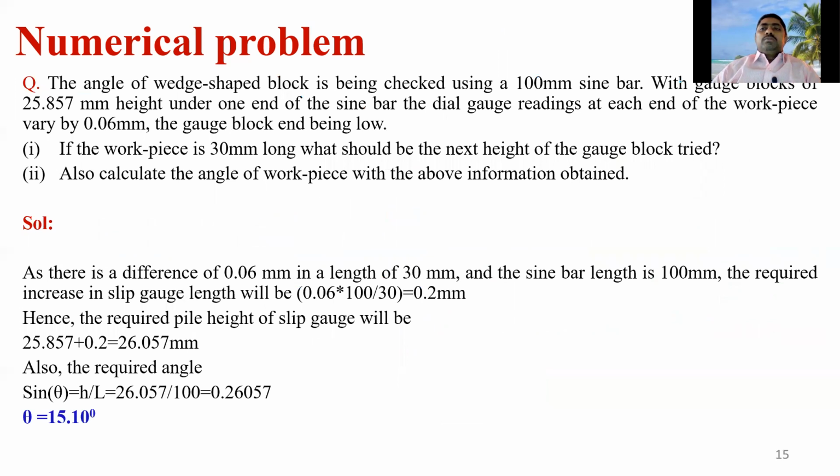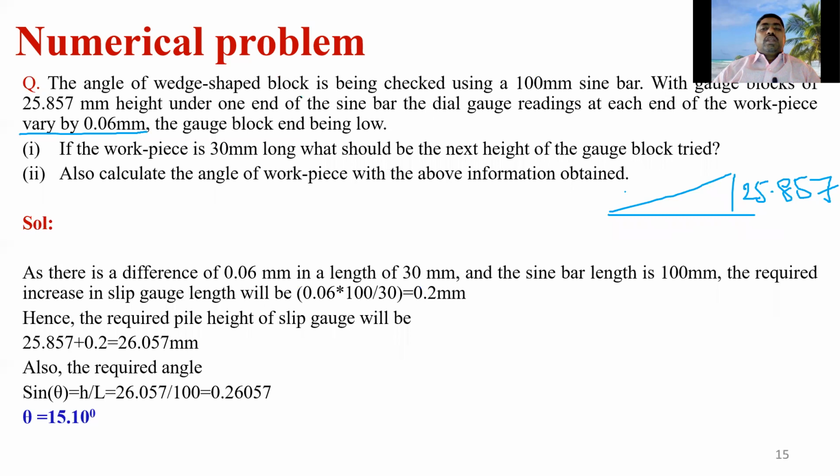So this is another problem. The angle of a wedge shaped block is being checked using a 100 mm sine bar with gauge blocks of 25.857 mm height. Under one end of the sine bar, the dial gauge readings at each end of the workpiece vary by 0.06 mm. So here there is a sine bar. This is the angle to be measured. This height is 25.857.